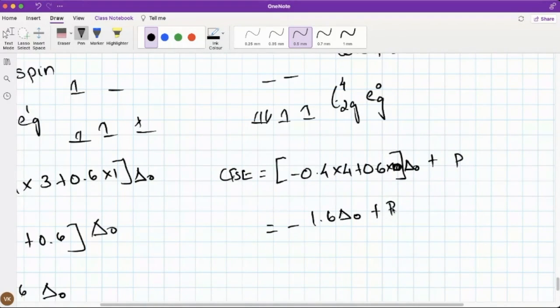In some places they use this pairing energy P like this, or they don't even use it. So carefully see the answers. These questions mostly come in MCQs or as 2 or 4 mark questions, where you may be asked to calculate the crystal field stabilization energy.